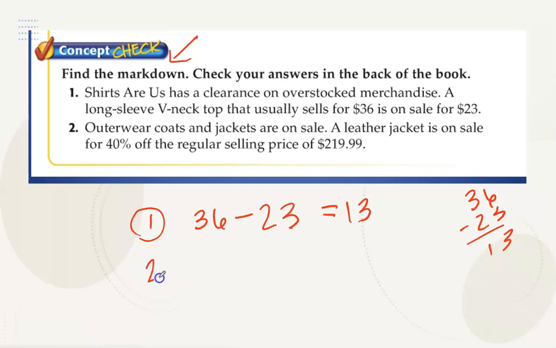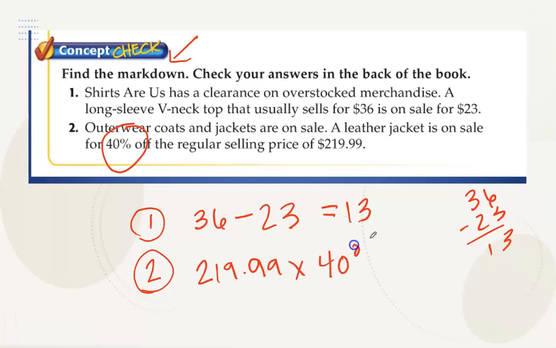Number two has a percent. So that's when you're going to multiply. So I'm going to take 219.99 times 40%, and you would get $87.996, which then would pretty much be $88.